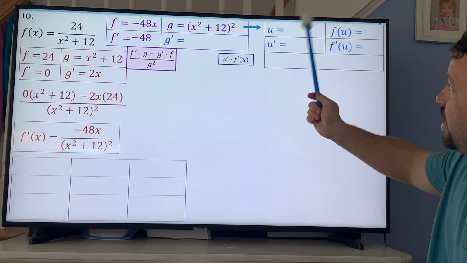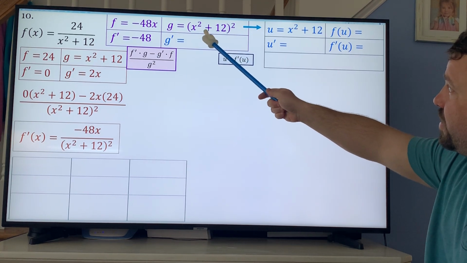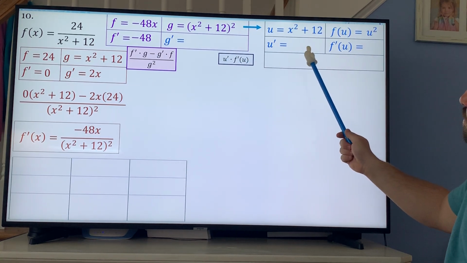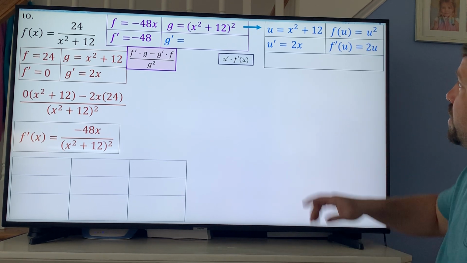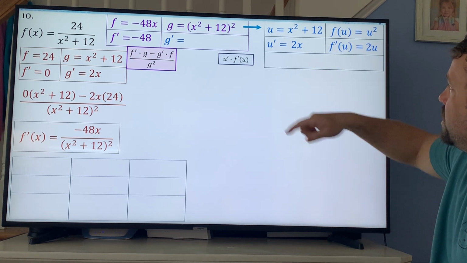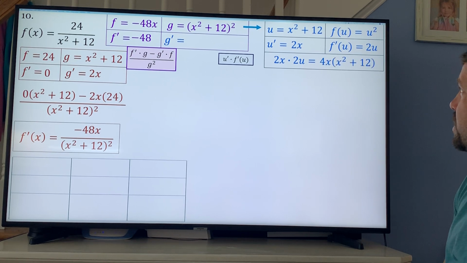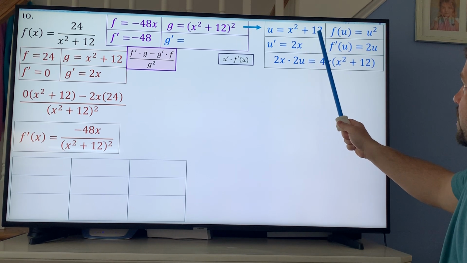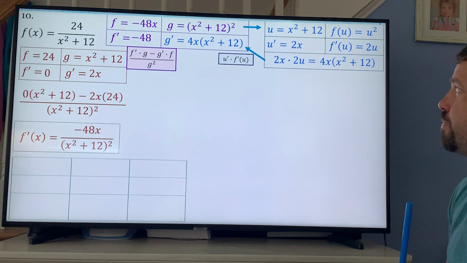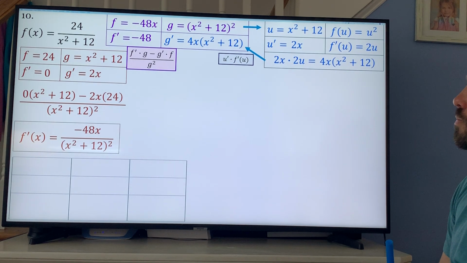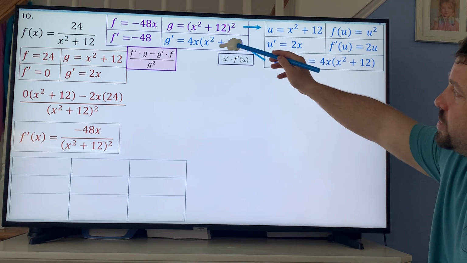Do it. x squared plus 12 is on the inside, u squared. 2x, 2u. Remember, u prime times f prime of u. 2x times 2u is 4xu, or 4x, and then you plug your u back in. All right? That goes right there. And now you just finish up your problem.